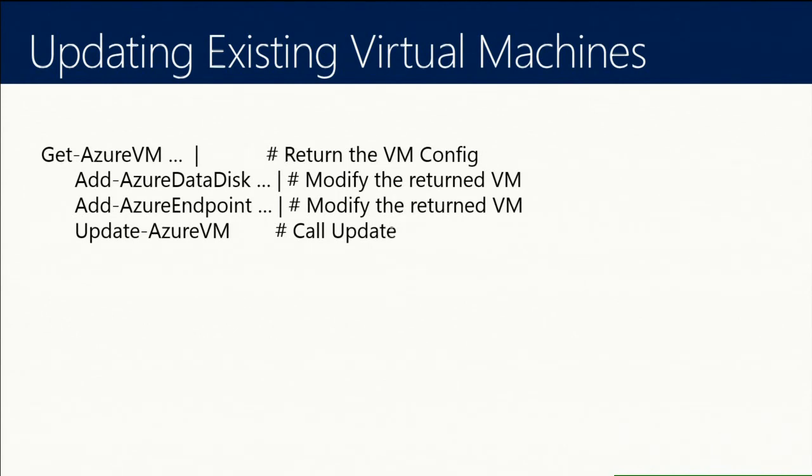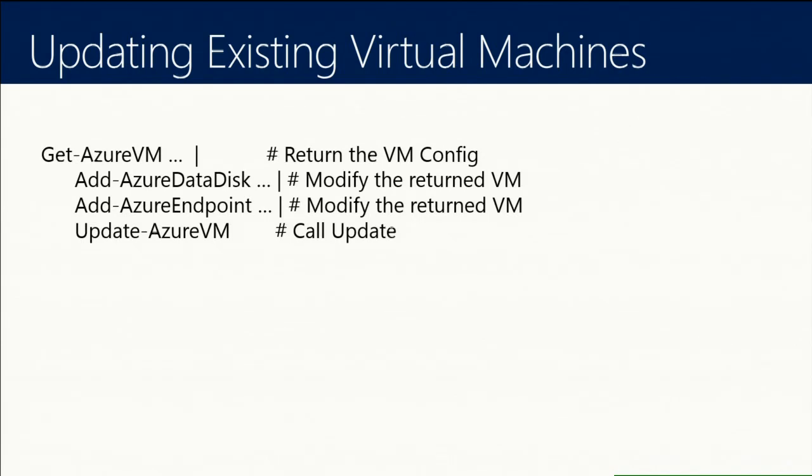So from a PowerShell perspective, to do an update, you want to call Get-AzureVM, which is going to return back the configuration information you need. You're going to use other commandlets like Add-AzureDataDisk or Add-AzureEndpoint to modify that config, and then instead of calling New-AzureVM, you're going to call Update-AzureVM and basically post that config back to the API.